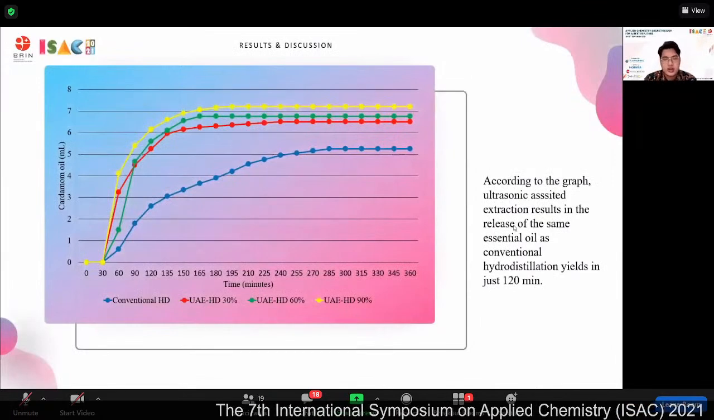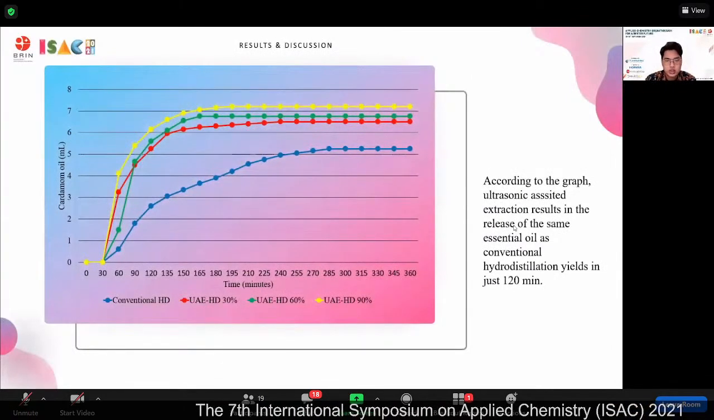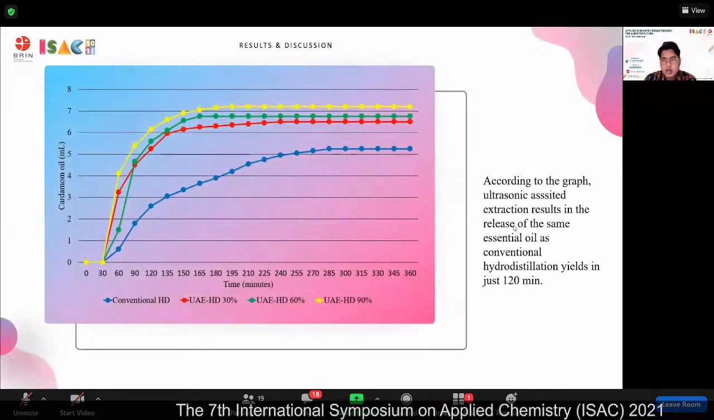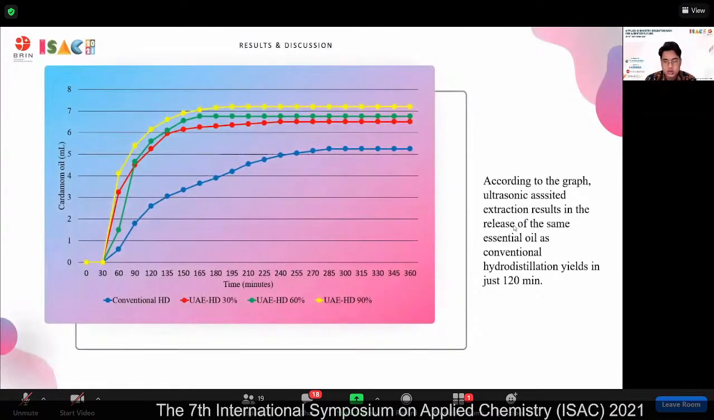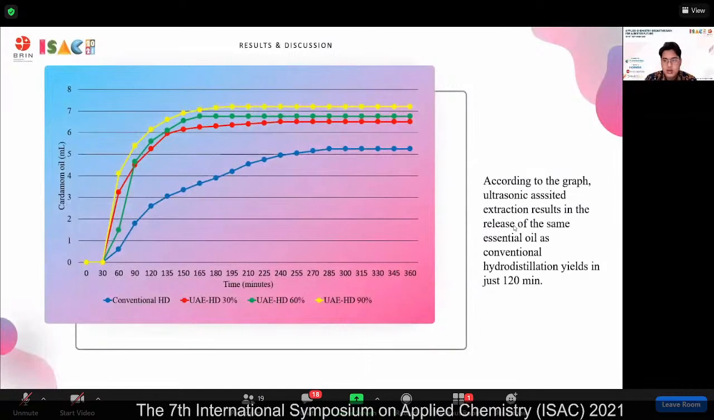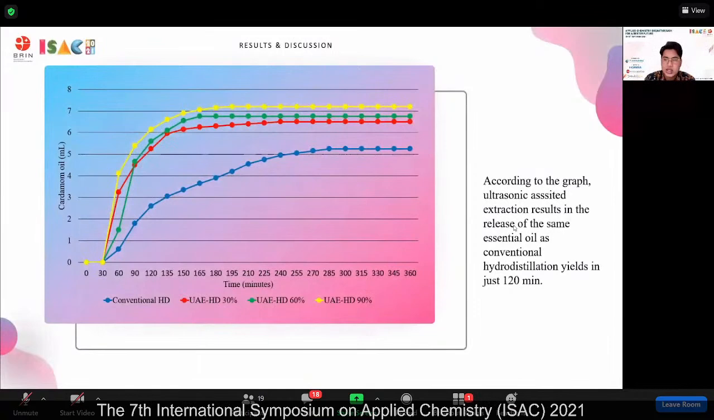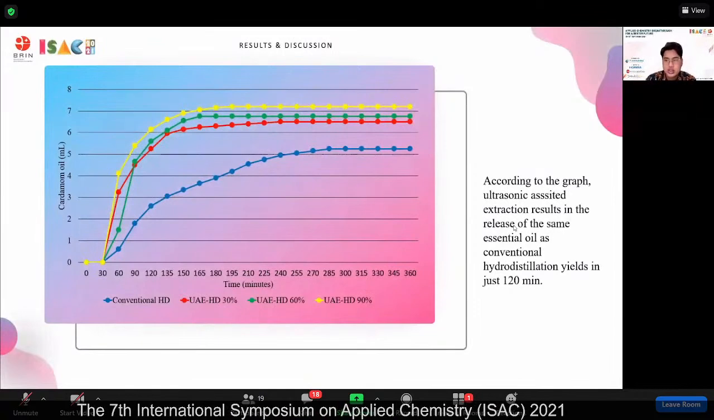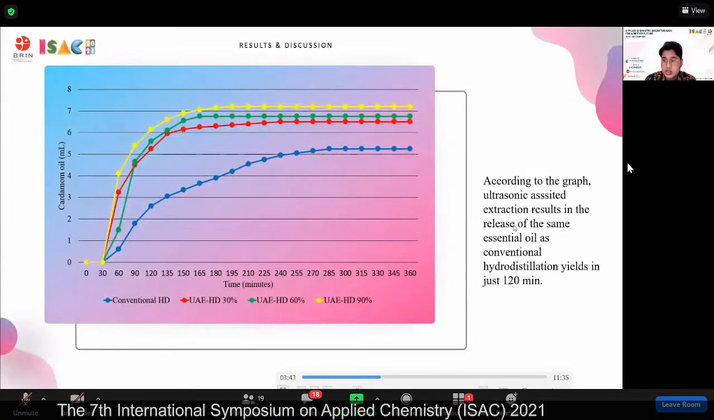This is a graph of comparison of cardamom essential oil acquisition to time. As we look closely at the graph, the ultrasonic assisted extraction results in the release of the same essential oil as conventional hydrodistillation yields in just 2 hours.